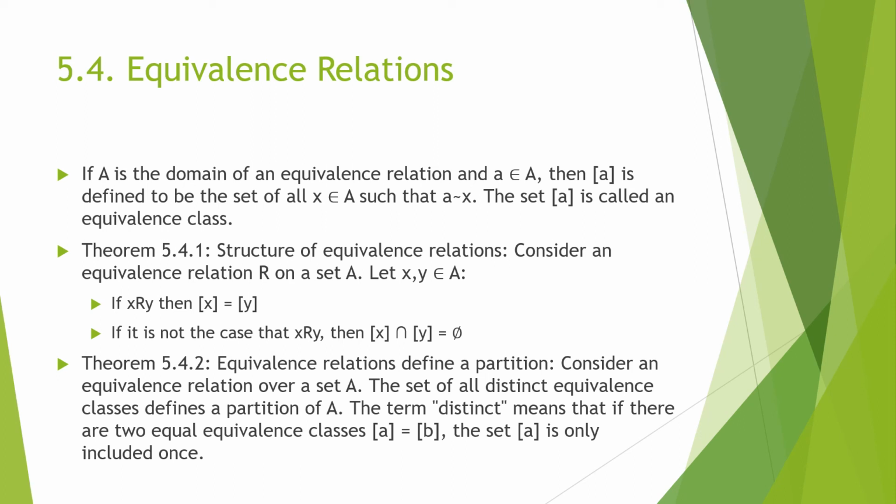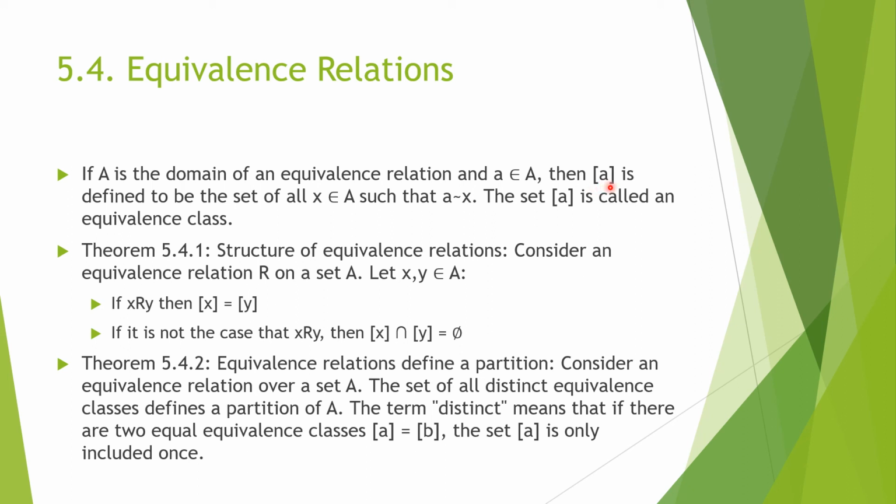So let's see more properties of an equivalence relation. First, we're going to define an equivalence class for an equivalence relation. Let's assume that A is the domain of an equivalence relation and a is an arbitrary element of that domain A. Then we can define the equivalence class of a in the following way. The equivalence class of a, which is represented by this symbol in open and close brackets, you can simply write a. That represents the equivalence class of a.